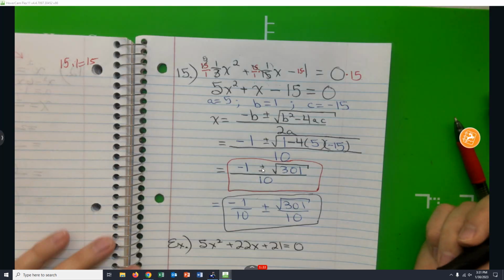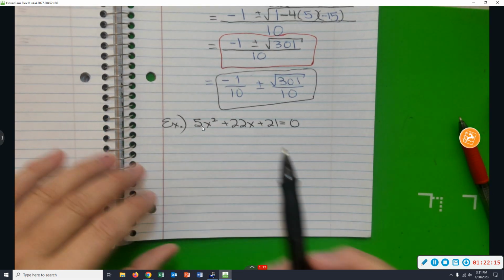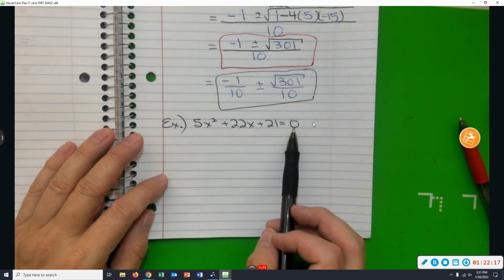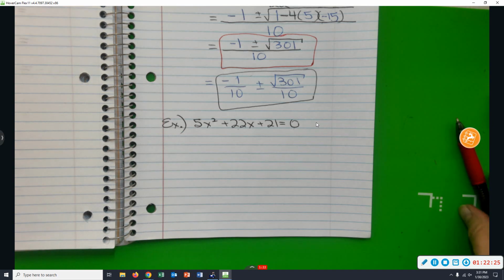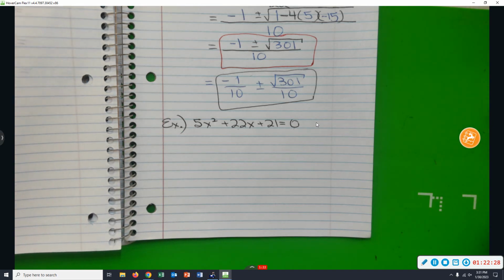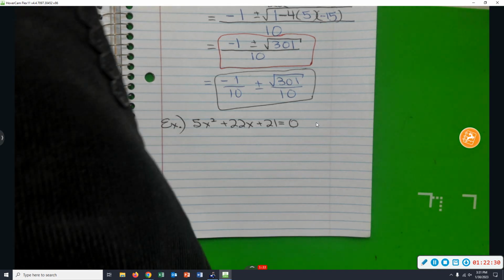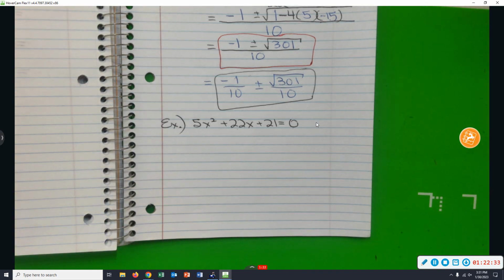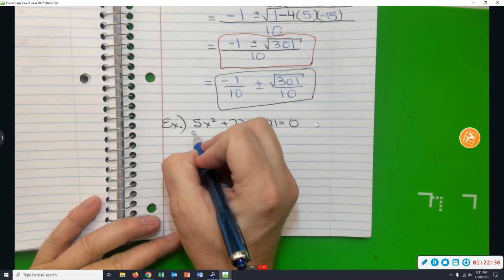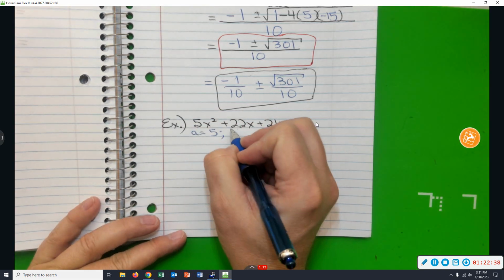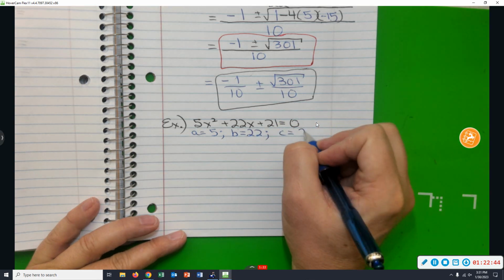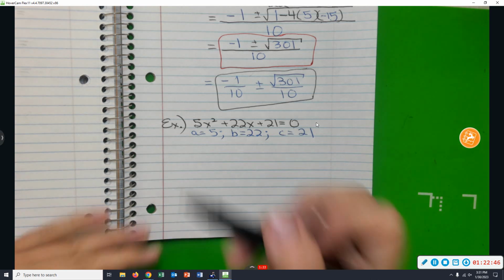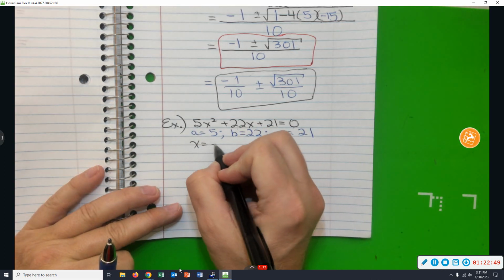Here's one I want to solve by the quadratic formula. Notice it's already in the desired format. We have 0 on one side. We have a positive leading coefficient on the other. Let's identify A, B, and C. A is equal to, B is equal to, and C is equal to, and we rewrite the quadratic formula.